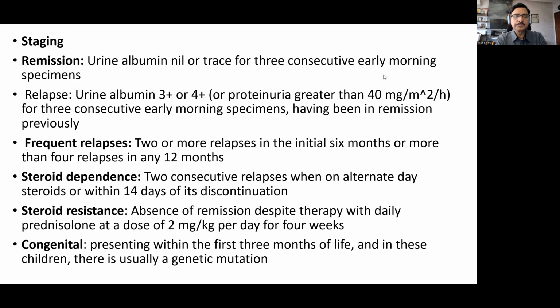Congenital: they present within the first 3 months of life, and in these children there is usually a genetic mutation. As I have told you, there is an early responder, moderate responder, and then late responder. Early responder at 2 weeks, moderate at 4 weeks, and after 6 weeks, non-responder. Keep it like that. This is 0 week. You can put the diagram like that: 0, 2, 4, 6 non-responder.